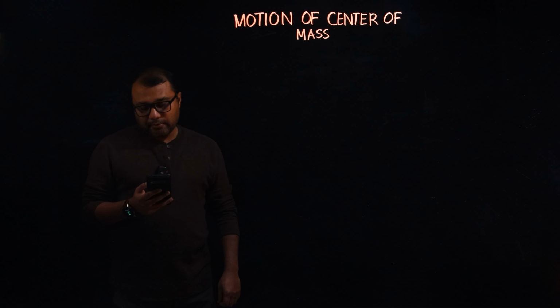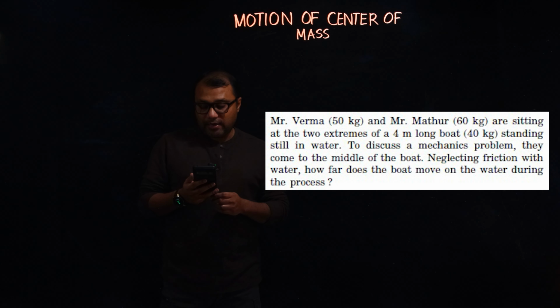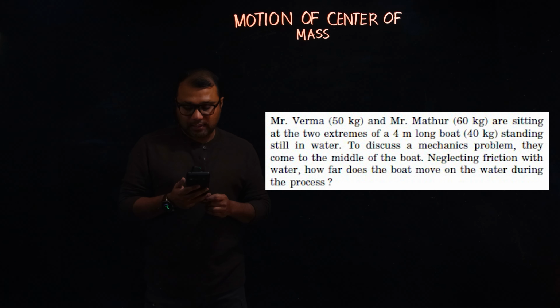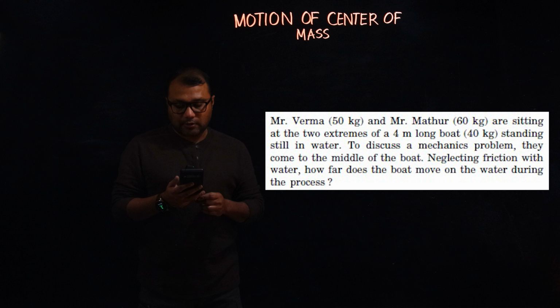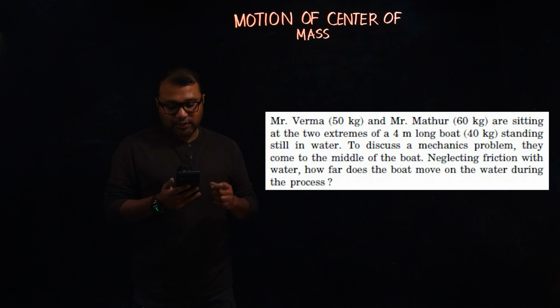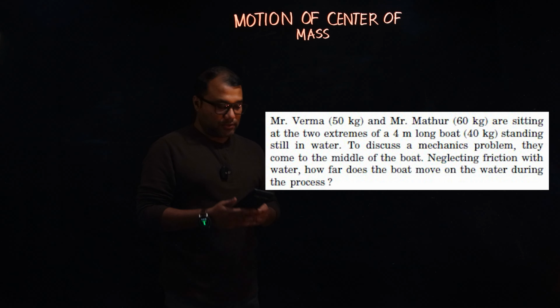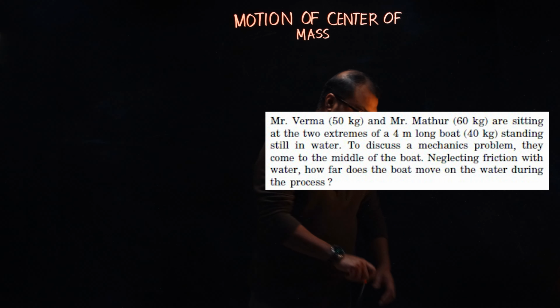So the first problem, I will put it on the board. Mr. V weighing 50 kg and Mr. M weighing 60 kg are sitting at the two extremes of a 4-meter long boat. The boat mass is 40 kg, standing still in water. To discuss a mechanics problem, they come to the middle of the boat. Neglecting friction with water, how far does the boat move on the water during the process?